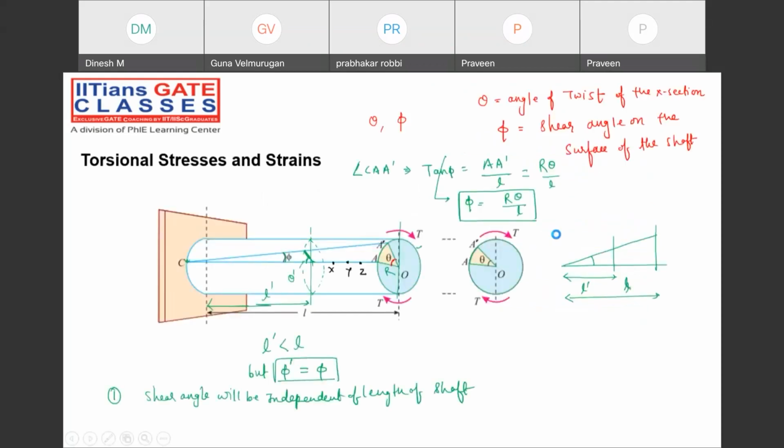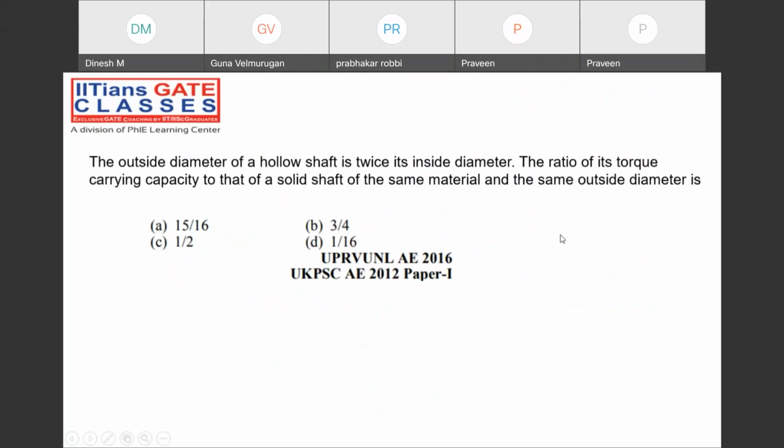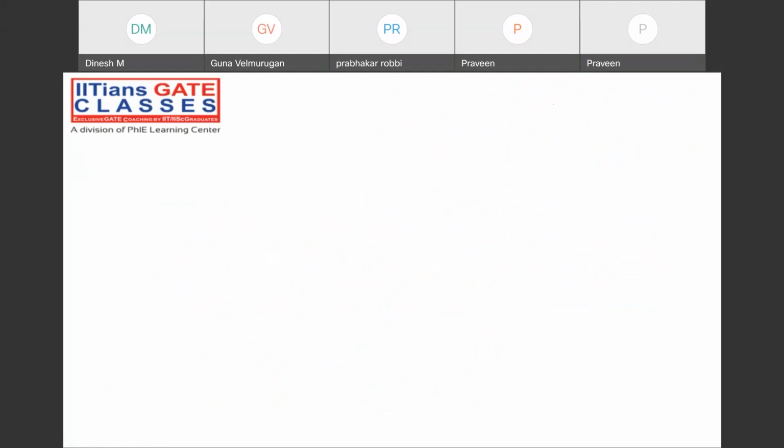Now, I want to draw the diagram with perfection to show that the shear angle depends on the radius on that particular cross section. So let me try my level best. Again, I'm drawing.